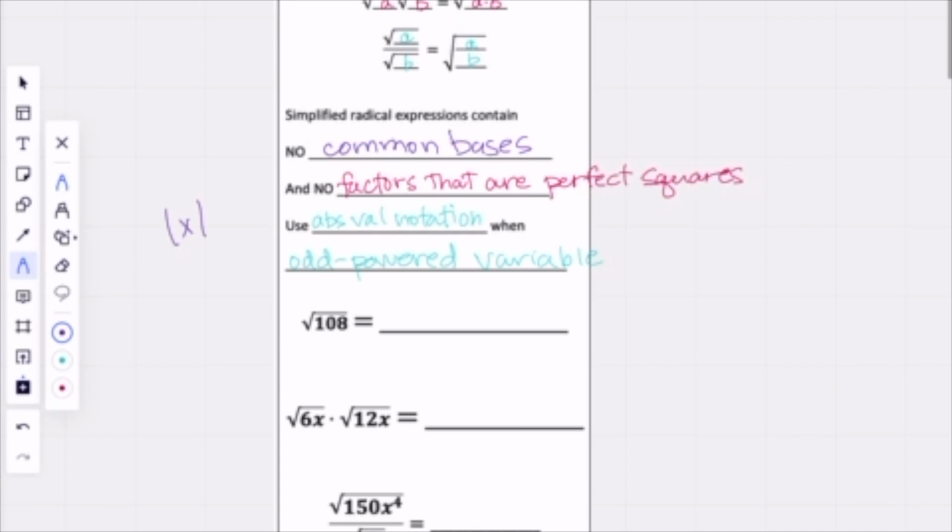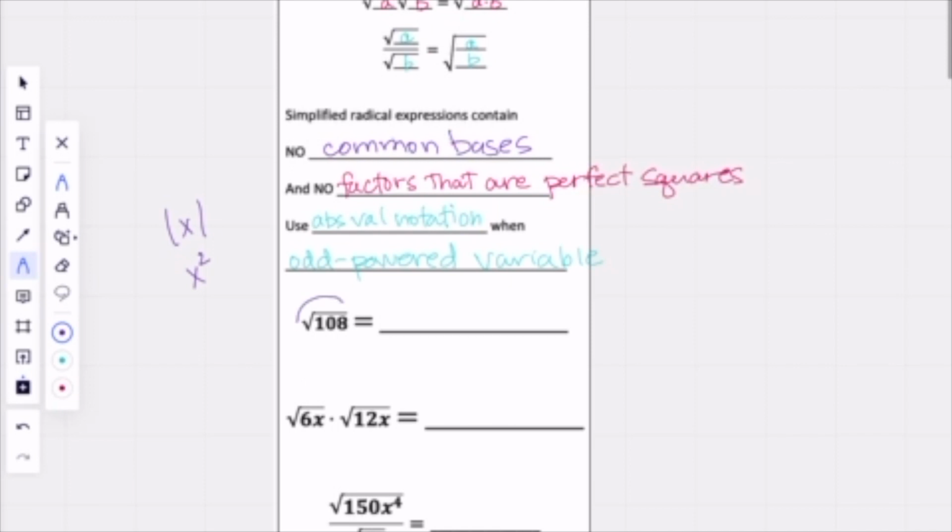They're not necessarily needed on even powered variables because let's say we have x squared. If x represents something positive and I square it, I get something positive out. If x represents something negative and I square it, I also get something positive out. So you see that I don't need those absolute value bars when I have an even powered variable. Okay, so let's give this a shot.